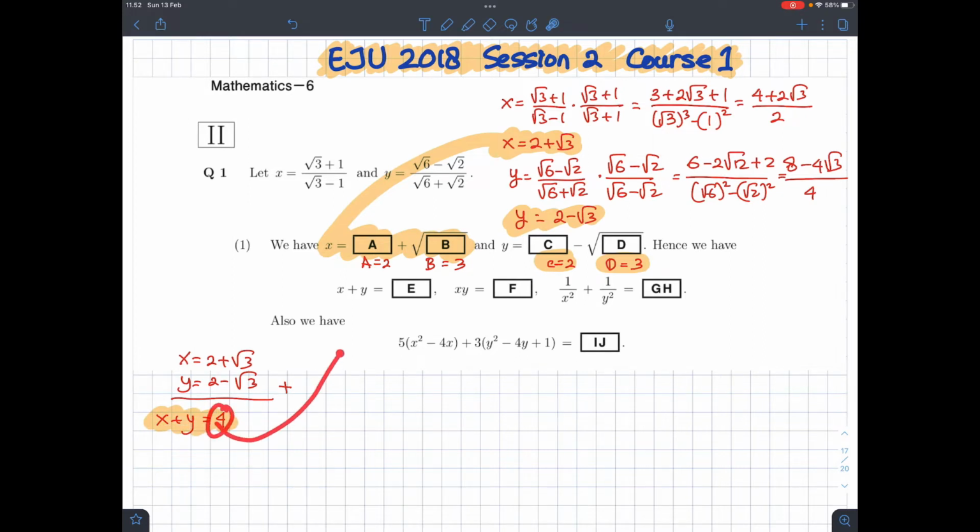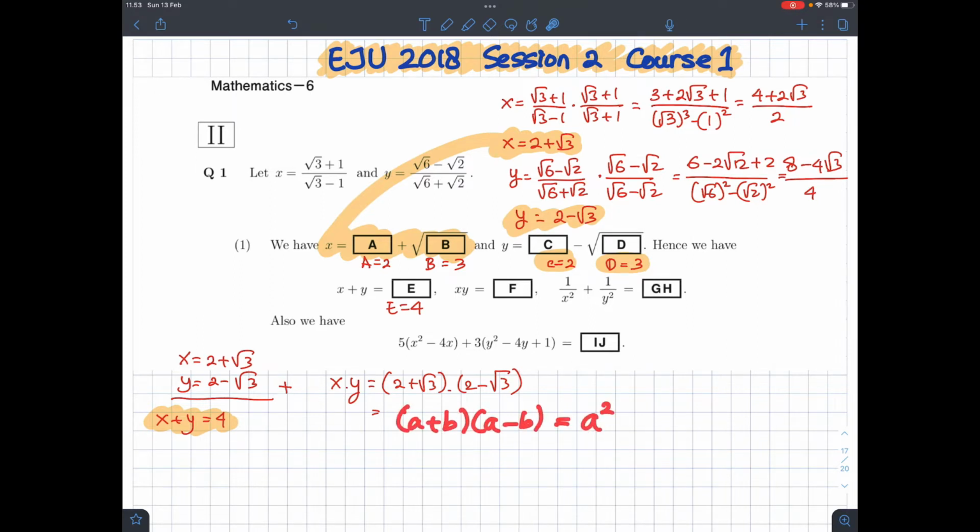Just move to here, and a becomes 4. And next they ask about x times y. x times y means 2 plus square root of 3 times 2 minus square root of 3. Like the previous one, you can use the property a plus b times a minus b becomes a squared minus b squared. So we get 2 squared minus square root of 3 squared, which is 4 minus 3, so you get 1. x times y is 1. Put it here, so the value of f here is 1.